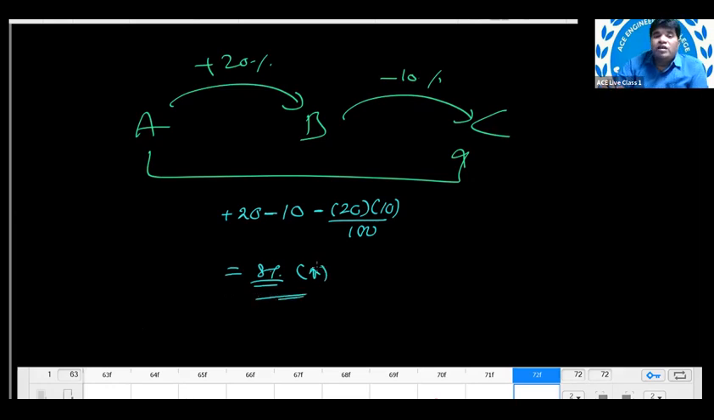Do you remember A got X percentage more than B, B got Y percentage more than C? What is A to C? We are applying the same formulas. What is the single profit? What is the single loss? We are applying the same formulas here.